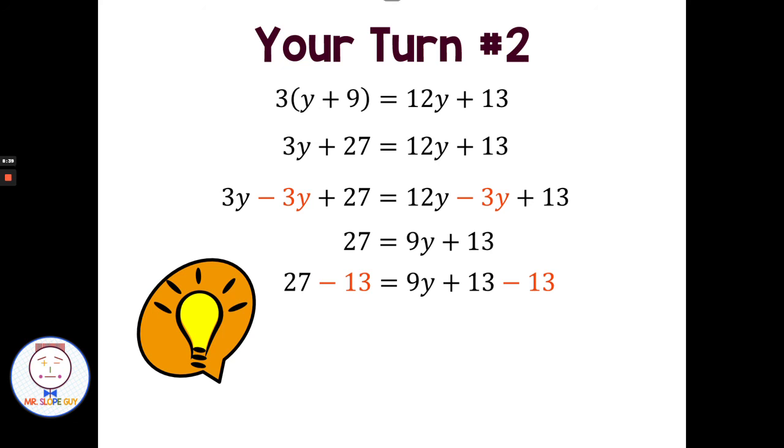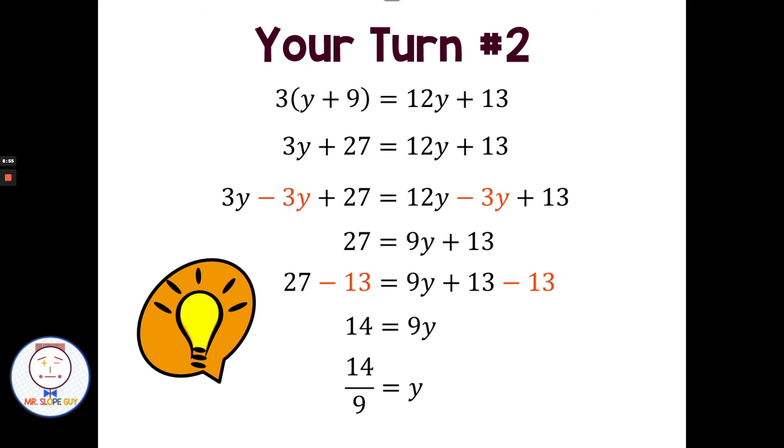So 9y plus 13 minus 13, those are going to cancel. The 13s cancel out, leaving 9y. 27 minus 13 is 14. Then I can divide both sides by 9. I get 14 over 9. And we can just leave that as an improper fraction.